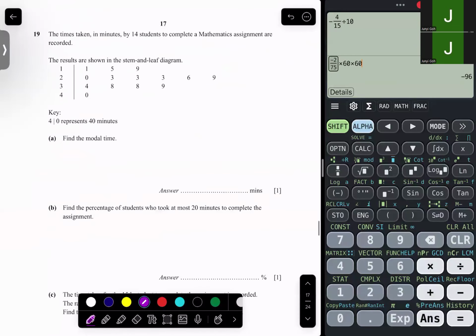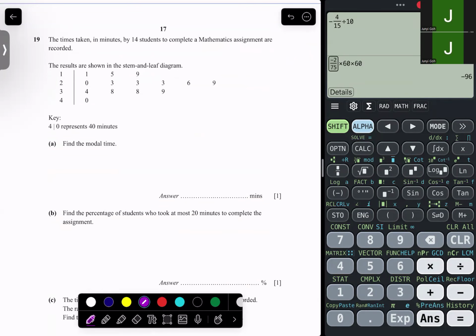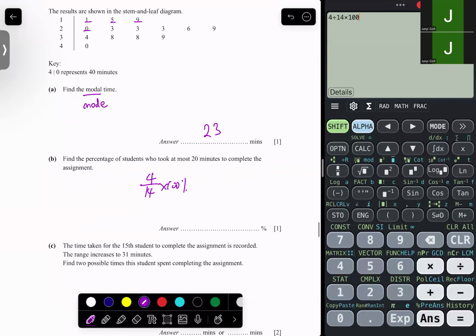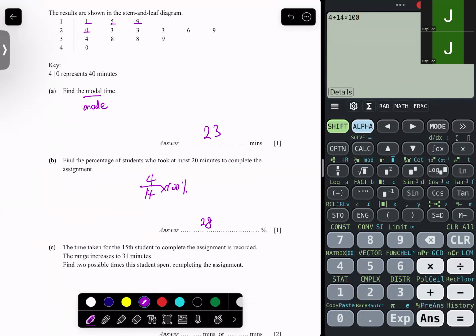Okay, question 19. The times taken in minutes by 14 students to complete a math assignment are recorded. Find the modal time. Modal time, 23 minutes appears the most, so modal means mode. Percentage of students who took at most 20 minutes: 1, 2, 3, 4. 4 out of 14 times 100%. This school paper has a liking for weird numbers. So 28.6%.